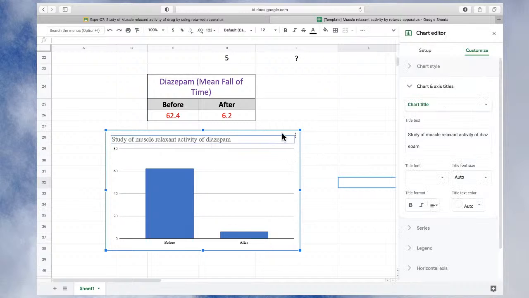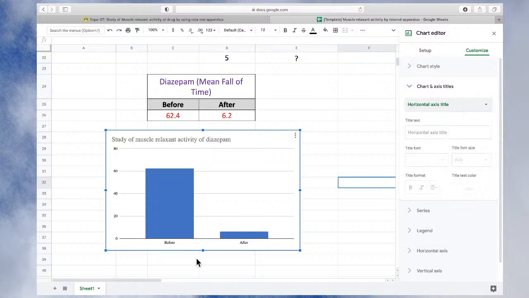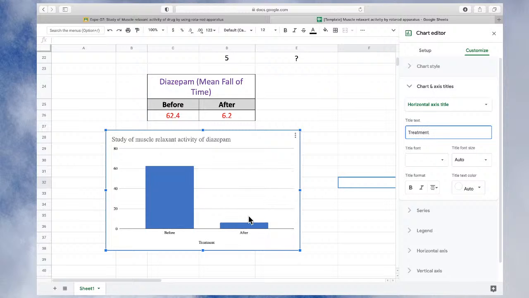Now we need to give the x-axis and the y-axis. I'm going again to the chart title, and then to the horizontal axis. The horizontal axis is this axis, so this is the x-axis. What is this? Before and after. Before and after indicate the treatment. So before the treatment and after the treatment. Now I have typed the treatment over here, you can see the treatment has come, right?